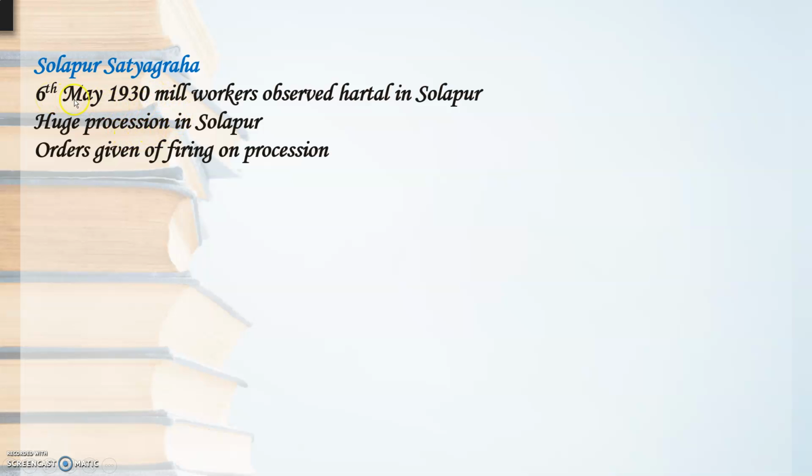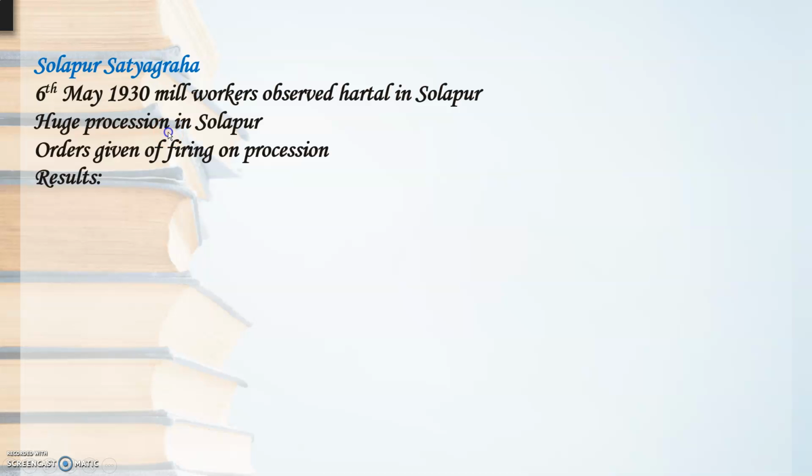Similarly, on 6th of May 1930, mill workers, people who work in industries or factories, went on Hartal in Solapur to get their rights. Hartal means everything in Solapur was closed. No shops were open. Everything was closed, and people were walking on the road in a rally or morcha.